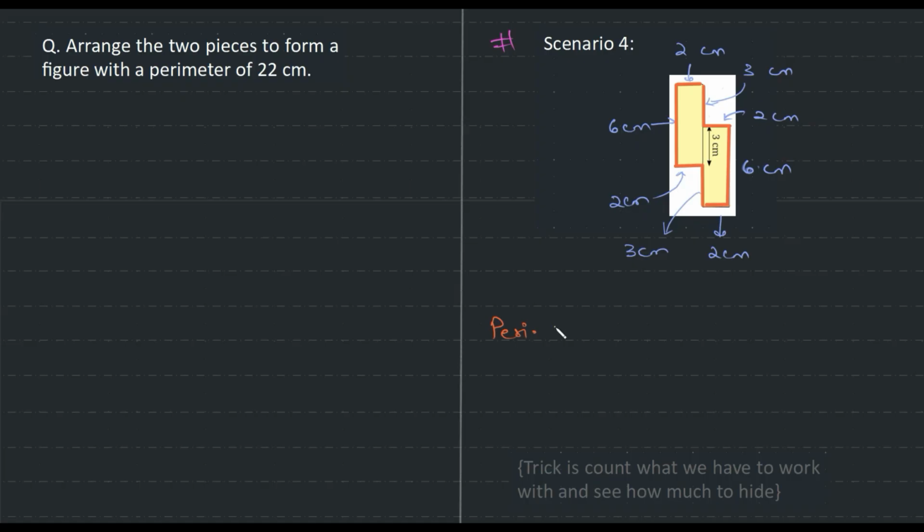So perimeter, which is equal to sum of all the sides involved, 2 plus 6 plus 2 plus 3 plus 2 plus 6 plus 2 plus 3. This is 8, 10, 13, 15, 15, 18, 18, this is 18, 20, 26, 26 centimeter.